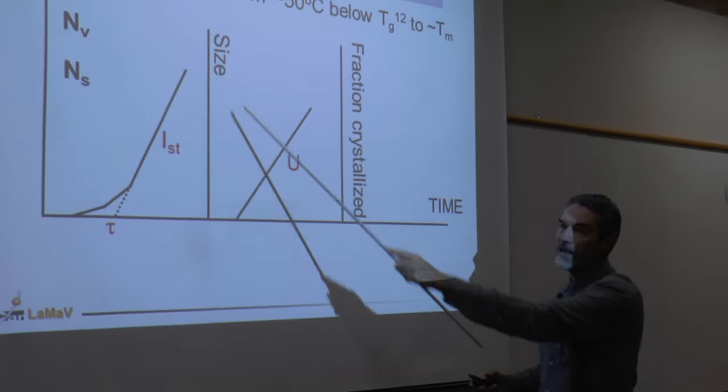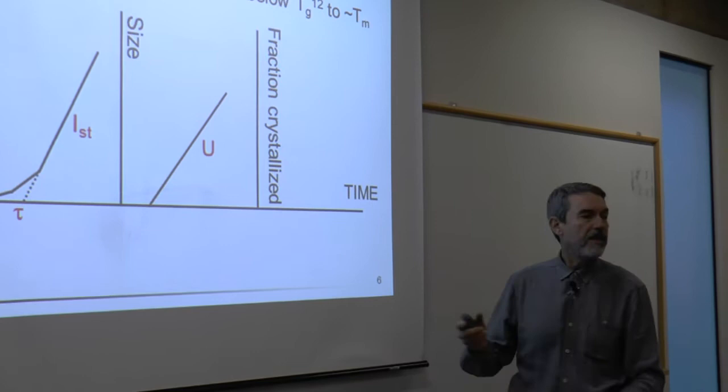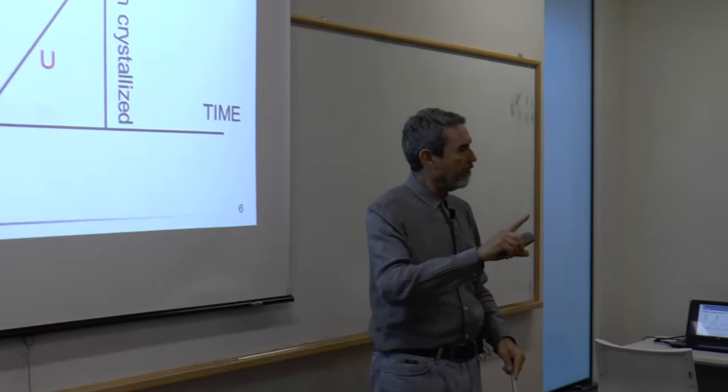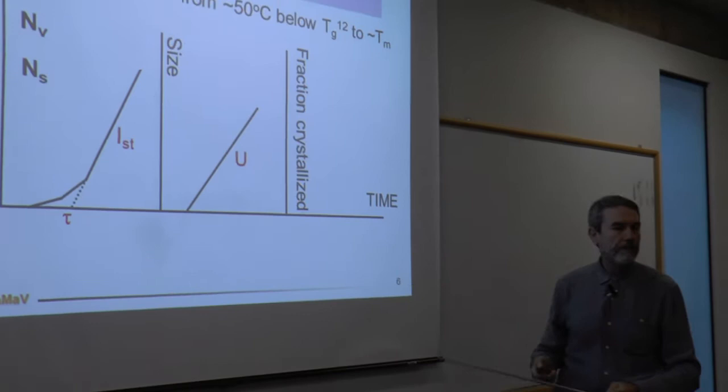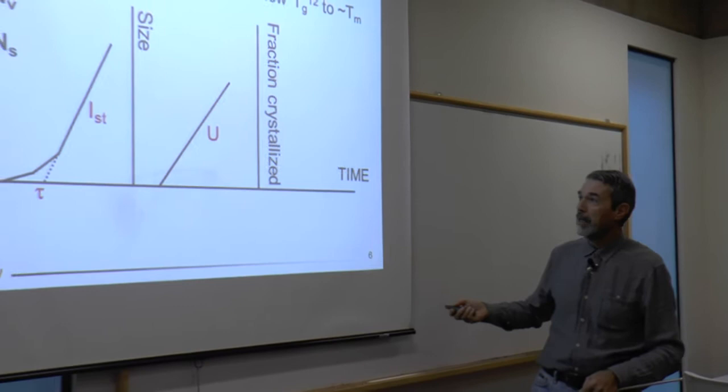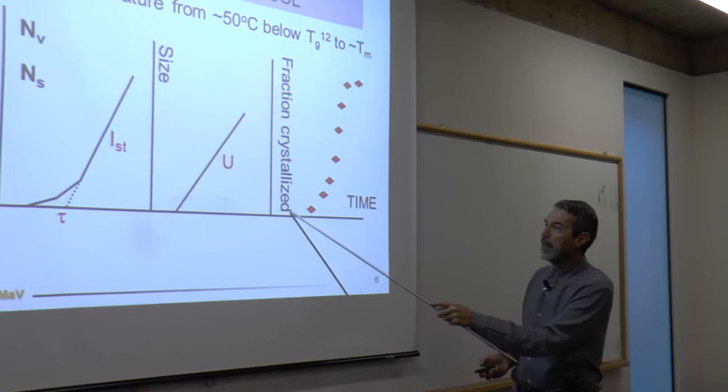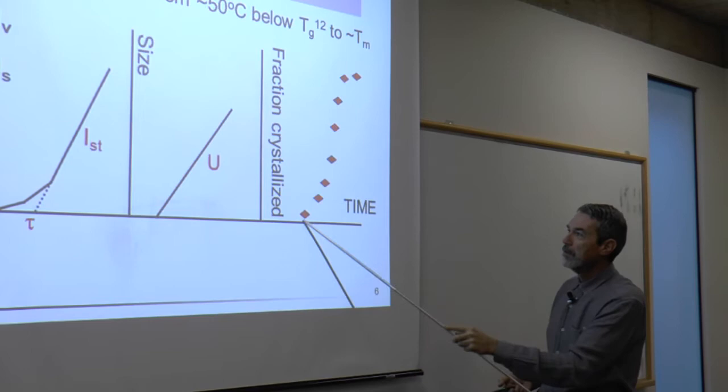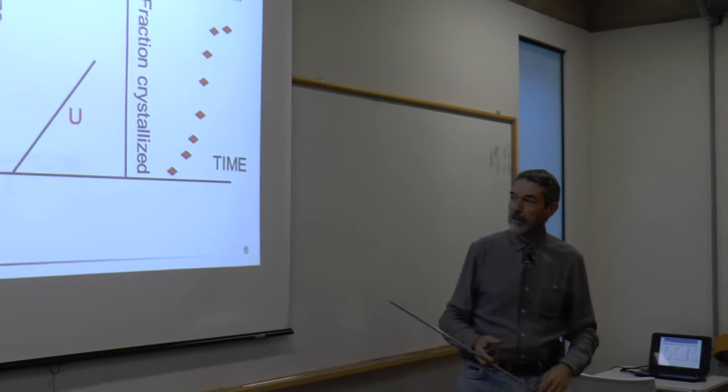And this is the growth rate. And then again, you vary the temperature and get the growth rate at the different temperatures and so on, until you reach a point where the growth rate is so fast that it can no longer be measured. And the combination of this nucleation and growth gives what's known as the overall volume fraction crystallized. This is the S-shaped volume fraction crystallized.